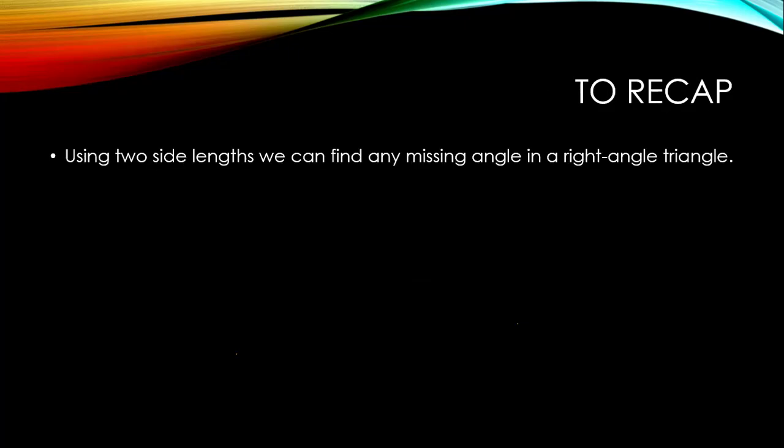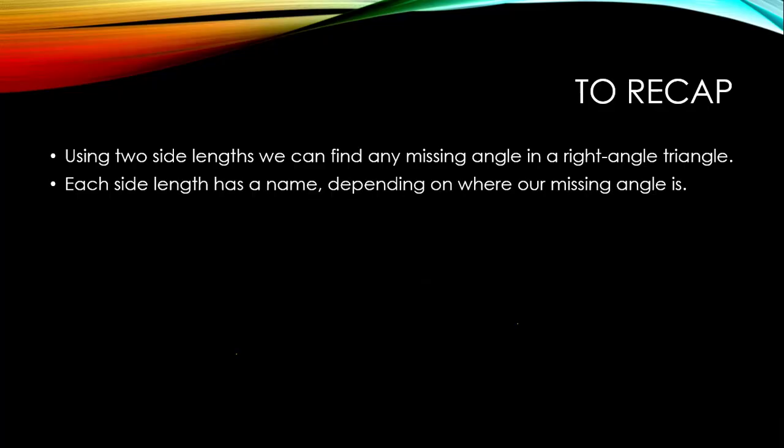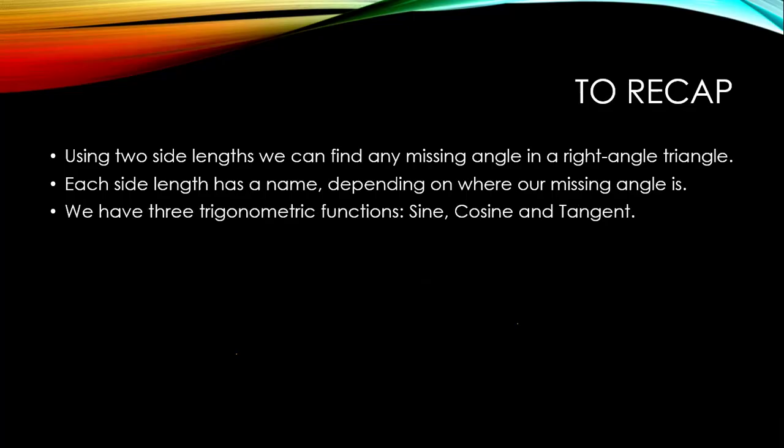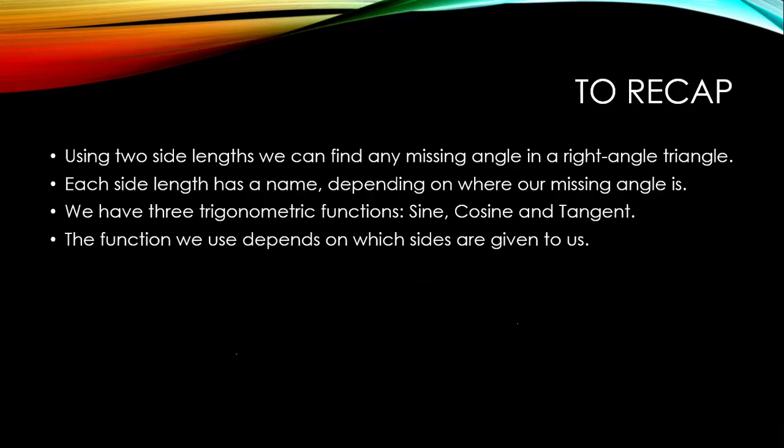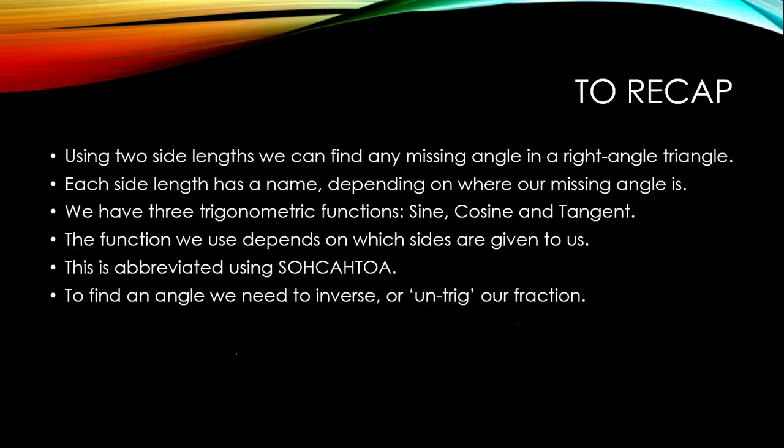And then we can recap now. Use this to find any missing angles. You can do that now. Each side length has a name depending on where our missing angle is. And we have 3 trigonometry functions: sine, cos, and tangent. So the function we use depends on which sides are given to us. And then we use this abbreviation SOHCAHTOA. To find an angle, we need to inverse our trig function on the fraction. Okay, so that brings us to the end of introduction to trigonometry. We'll do some more in another lesson.